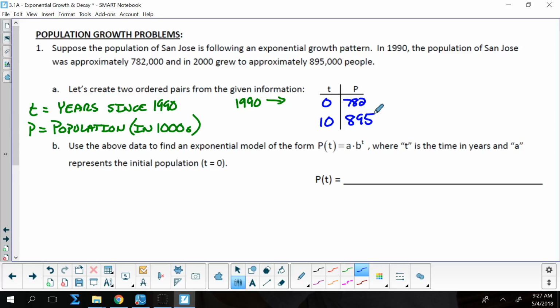So we want a P of t equals a times b to the t power, where t is the time in years, so that would be years since 1990 now, and a represents the initial population. So what would my a value be? 782, because that's where t is equal to 0 already. So I already know that a here is equal to 782. So P of t is going to equal 782 times b to the t power.